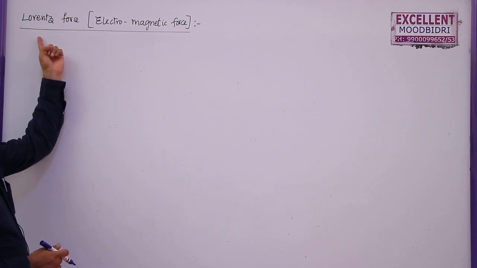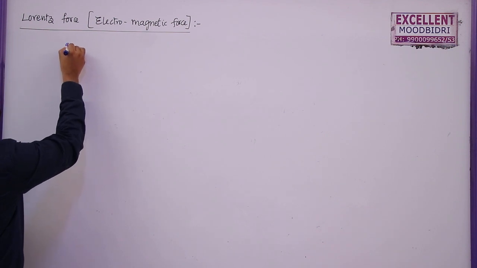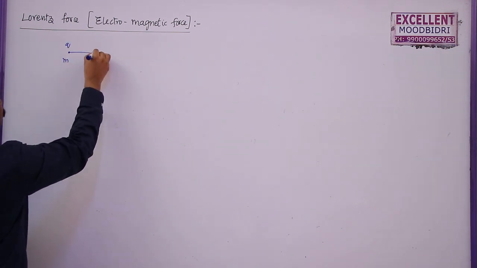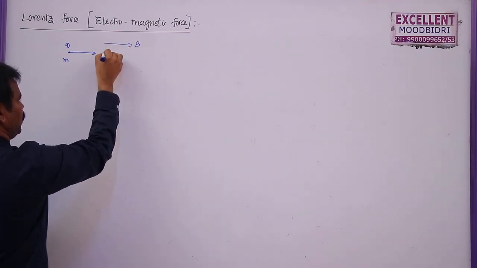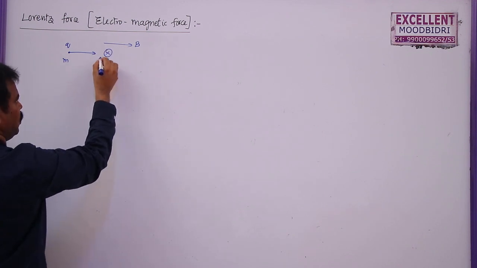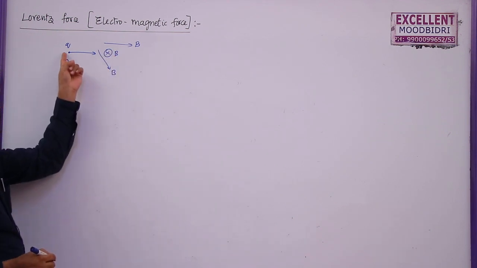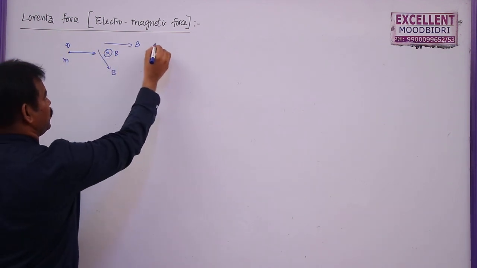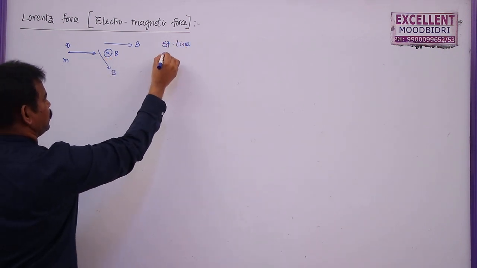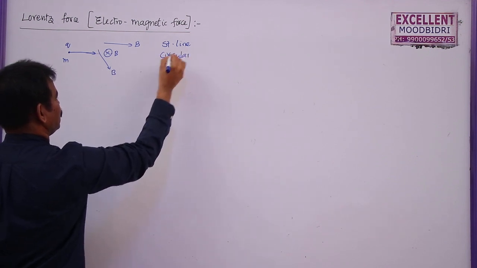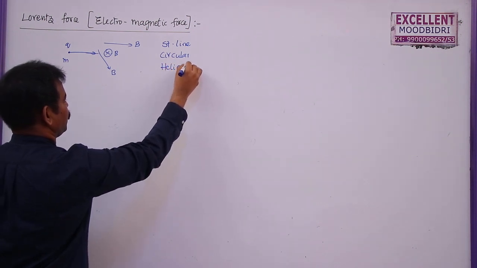This topic is Lorentz force or electromagnetic force. When a charged particle of charge q, mass m enters into a magnetic field either perpendicular to the magnetic field, or parallel to the magnetic field, or at an angle to the magnetic field. When the charged particle moves along the field, it moves in a straight line. We discussed this. If it enters perpendicular, it moves in a circular path, and if it enters into the magnetic field at an angle, it moves in a helical path.